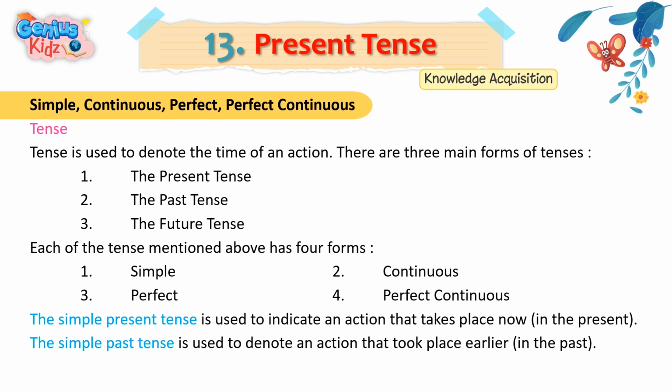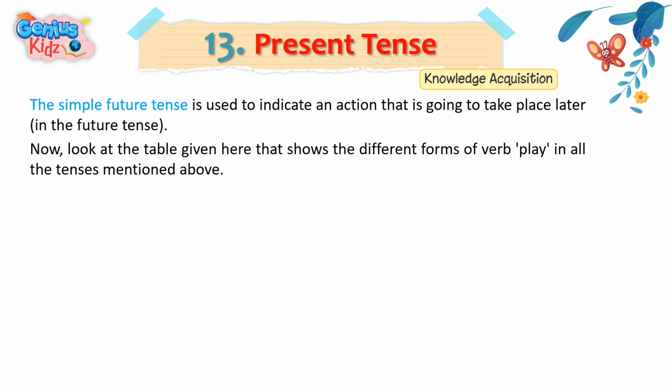The simple past tense is used to denote an action that took place earlier, in the past. The simple future tense is used to indicate an action that is going to take place later, in the future. Now, look at the table given here that shows the different forms of the verb play in all the tenses mentioned above.